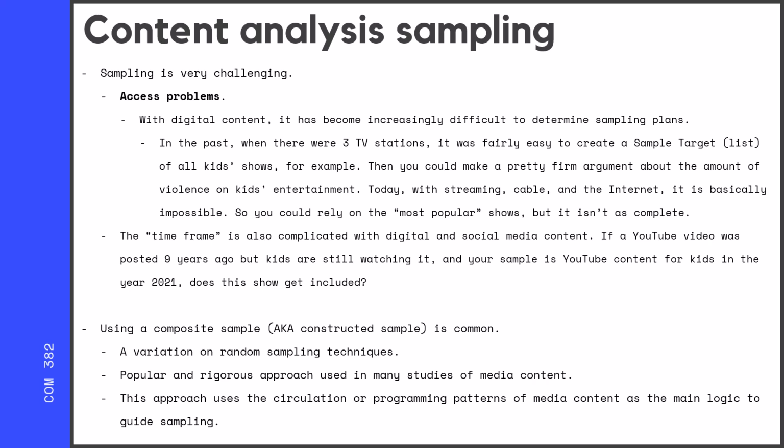So to resolve this nowadays, people are often using what is called a composite sample, sometimes called a constructed sample. And this is sort of a variation on random sampling techniques. It is pretty popularly used, and you're trying to use the circulation or programming patterns of media content as the logic to guide sampling. And you'll see some of these examples, like we took the 25 most popular shows on Netflix or something. So it is tough, and old school content analysis people are kind of grumpy about this, but this is just the reality of today.